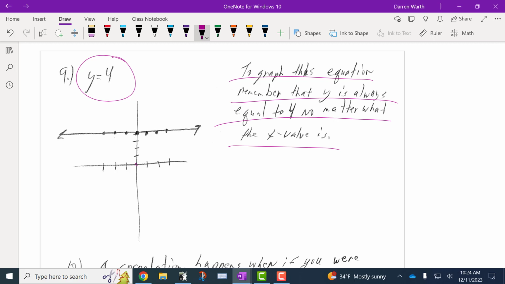So notice here at 0, I'm at 4. Here at 1, I'm at 4. Here at 2, I'm at 4. Here at 3, I'm at 4. At -1, I'm also at 4. So for x of -1, 0, 1, 2, 3, y is 4, 4, 4. If that's the case, that means I've got a horizontal line at 4. And that's how I'm going to go ahead and graph it.